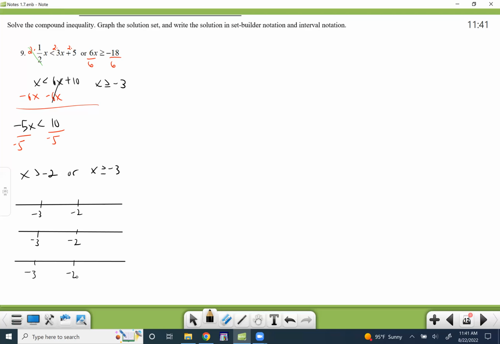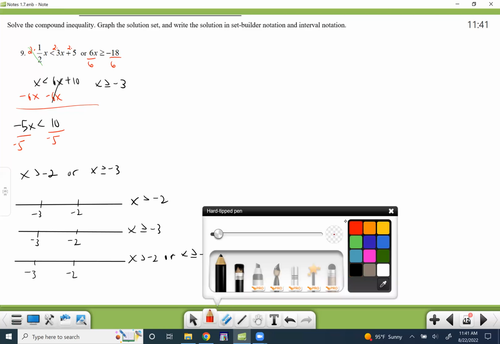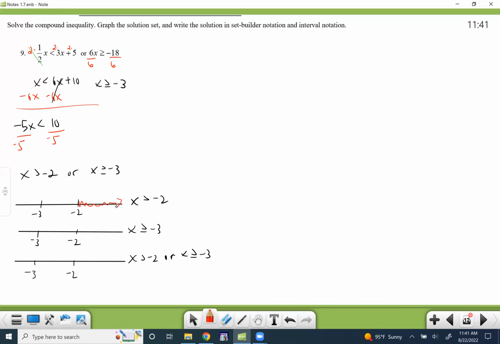All right, so this is going to be my x is greater than, oops, -2. This is going to be my x is greater than or equal to -3. And this is going to be the combo of the two. So I am going to go to the greater than, so this way. Parentheses, because there's no line underneath, right? Then I'm going to go, oh, greater than. So I'm going to go this way. Square bracket, because there is a line underneath.